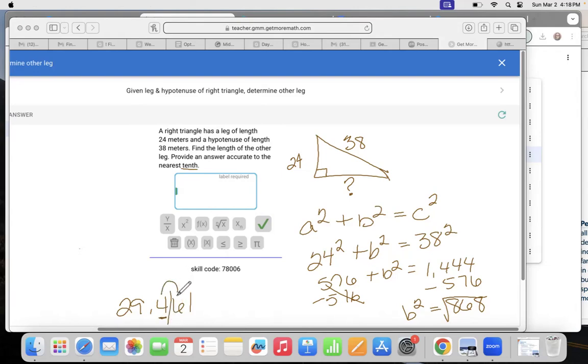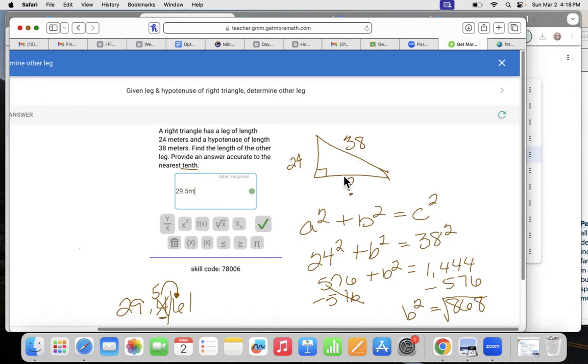It says to the nearest tenth again, so here's my tenths place. And again, I'm looking at the number behind it, and I ask myself, is this number 5 or bigger? It is, so that means the 4 is going to go up by 1 digit. So it's 29.5. And again, it wants the label required. It was meters, so I can just put M. And there we go.